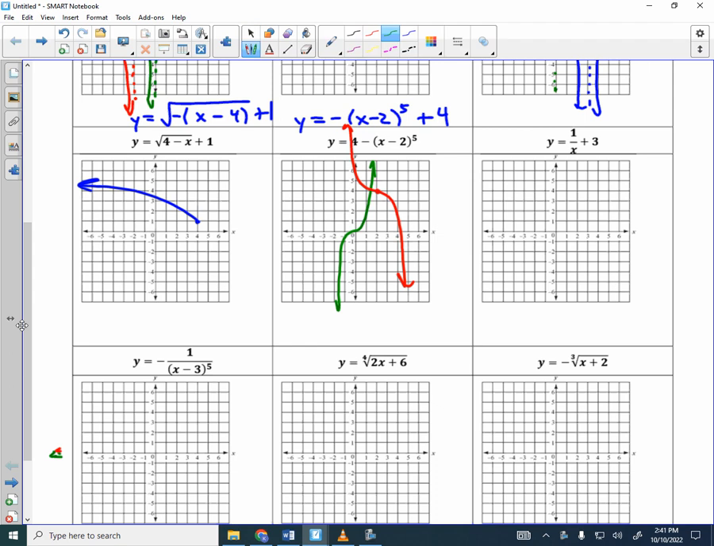One over x plus 3. We already talked about this one. It's going to look very similar to the first. We know that the parent function looks like this. What's the transformation going to be?